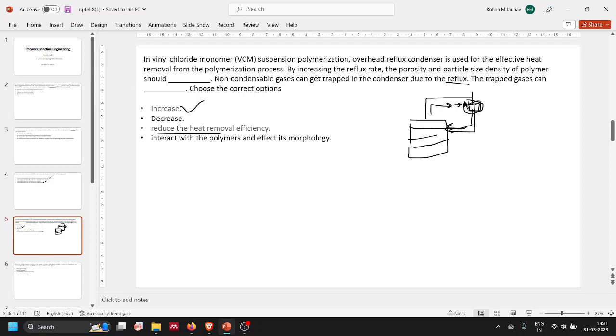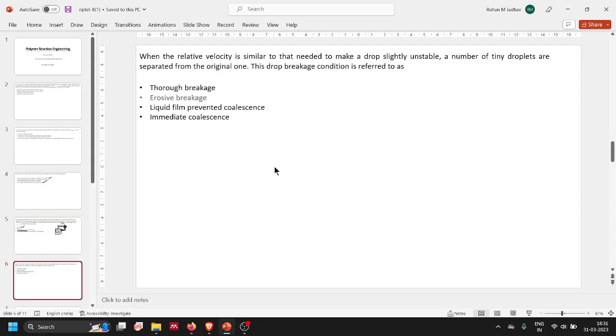Moving on to the next question. When relative velocity is similar to that needed to make a drop slightly unstable, a number of tiny droplets are separated from the original one. This drop breakage condition is referred to as thorough breakage, erosive breakage, liquid film prevented coalescence, or immediate coalescence. This is related to the particle size distribution during the heterogeneous polymerization process.